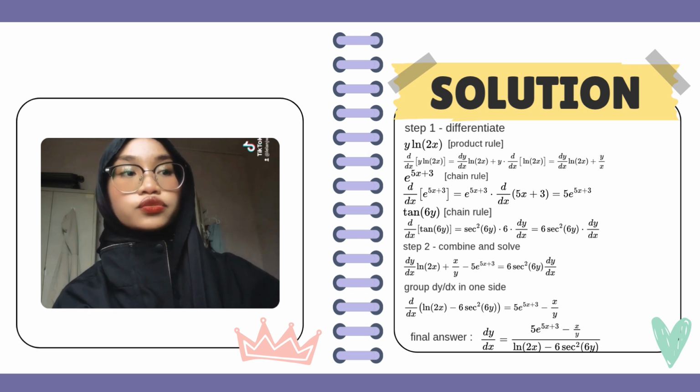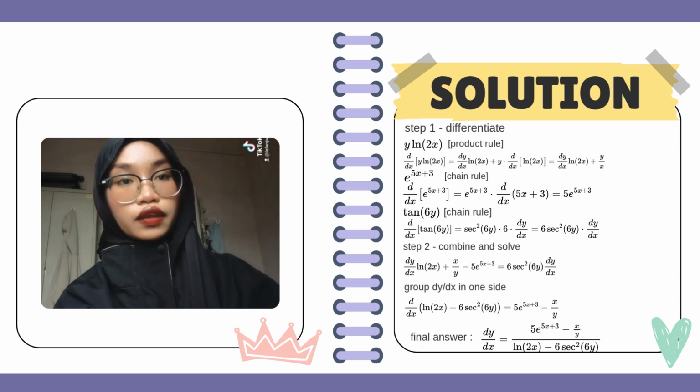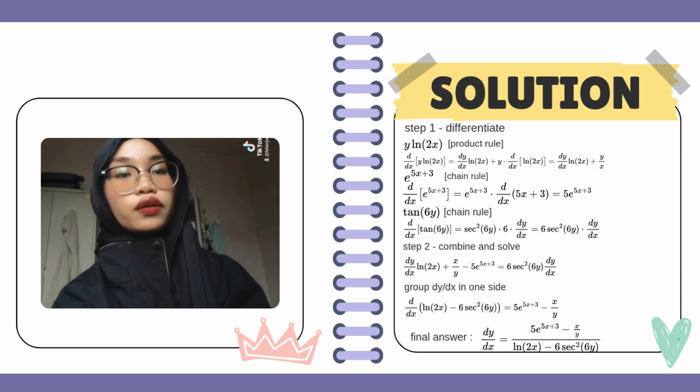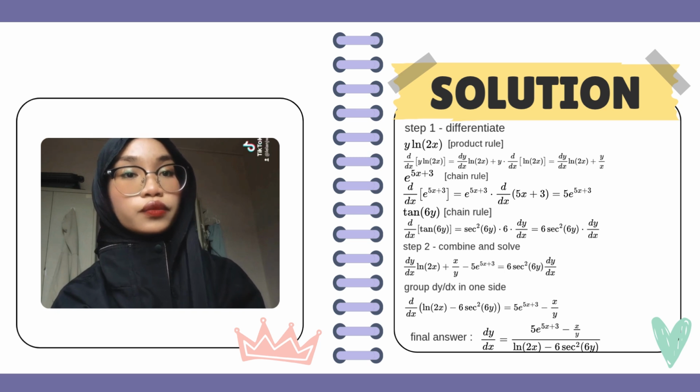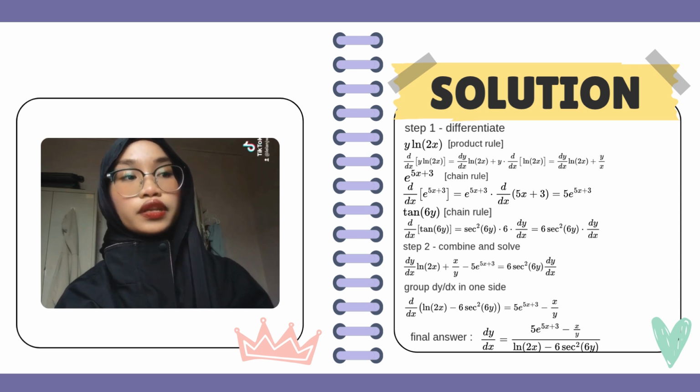And then we are moving on to step 2, which is we will combine and solve the equation. So dy dx ln 2x plus y over x minus 5e power of 5x plus 3 equals 6 secant squared 6y dy dx. So the whole differentiation part will be substituted into the original equation. Next, group dy dx on one side while the others will be on the other side.